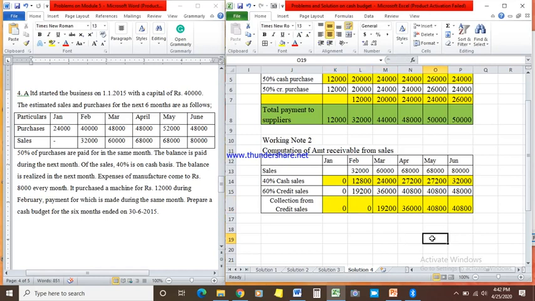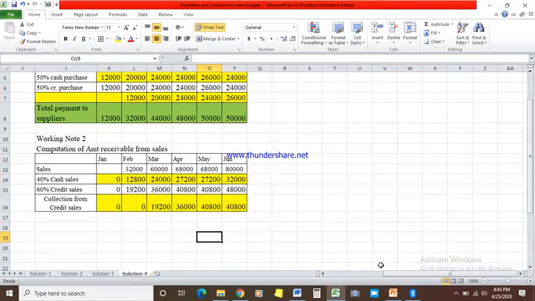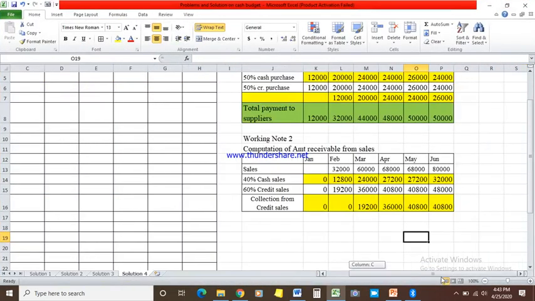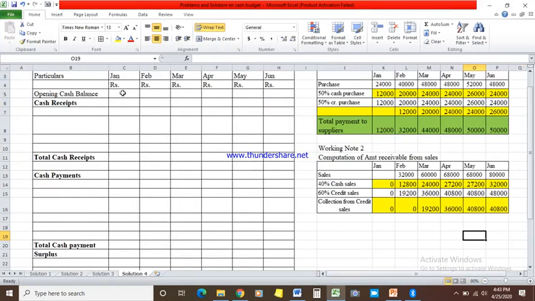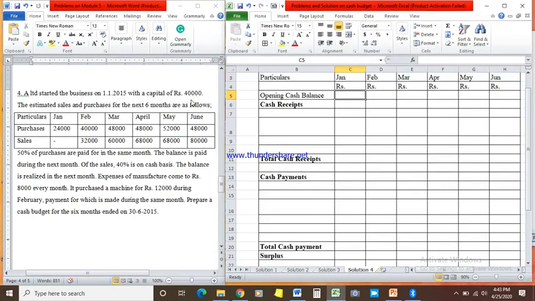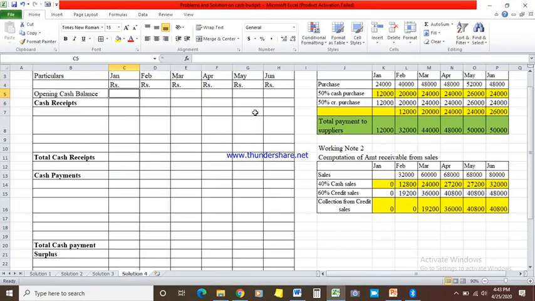Now these are the only two important working notes in this particular problem. Having done these two working notes, let's go for preparing the cash budget. Okay, now what is the opening balance of the cash? Since he is starting a business newly, we have been given 40,000 as the capital with which he is starting. So we consider the opening cash balance to be 40,000.